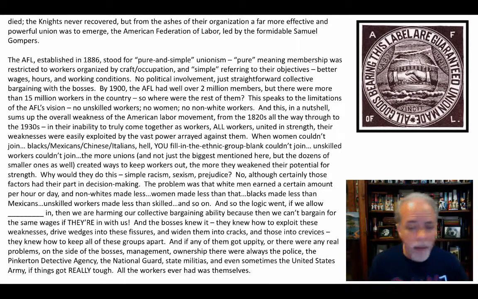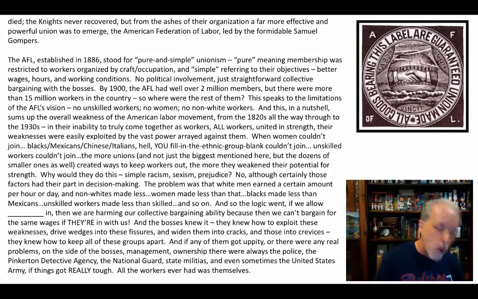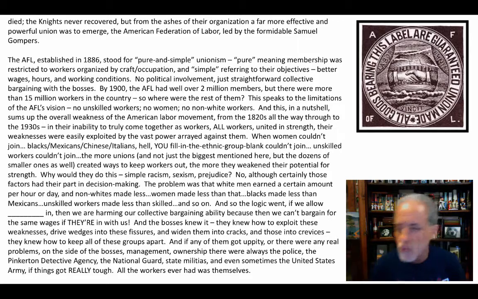And if any of them got uppity, or there were any real problems, on the side of the bosses, management, and ownership, there were always the police, the Pinkerton Detective Agency, the National Guard, state militias, and even sometimes the U.S. Army if things got really tough. I mean, when strikes got gnarly, the governor of a state could call the president, and the president would send in the army, man, to help break the workers down, you know? And all the workers ever had was themselves. For 100 years, they could only rely on themselves against all of that money and all of that power that was aligned against them.